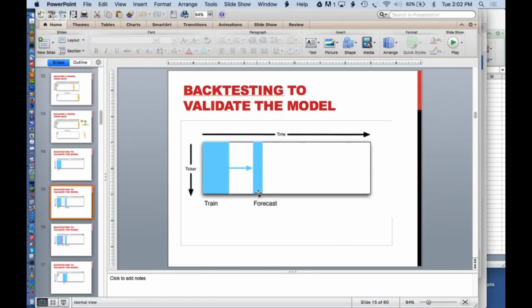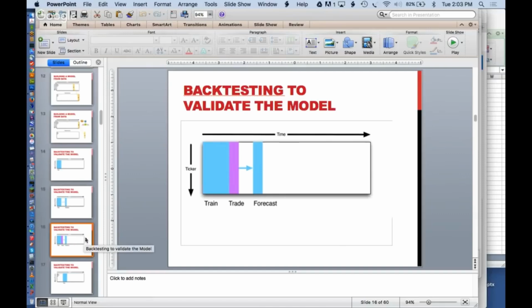Remember, we're not allowed to peek and see what really happened there. We're only allowed to use this data, and then that last day to query our system and make that forecast. Then we enter our orders and trade.